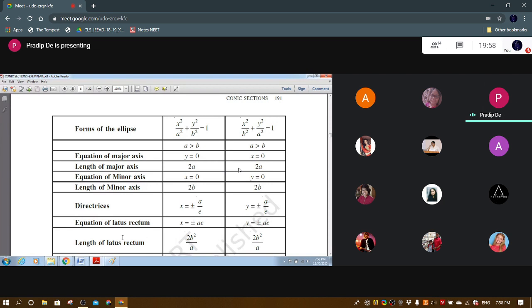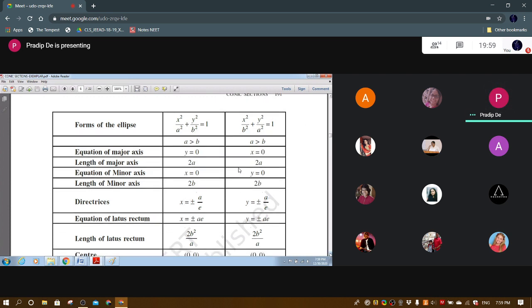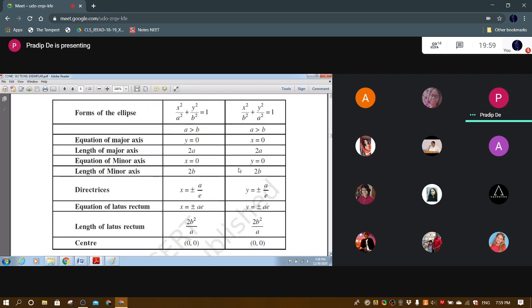So equation of latus rectum is x equal to plus minus ae, and length of latus rectum is 2b square by a. Centered at 0, 0. Note it down quickly.